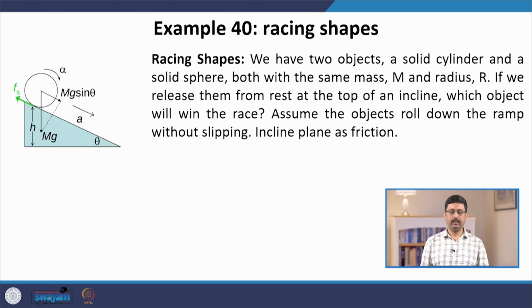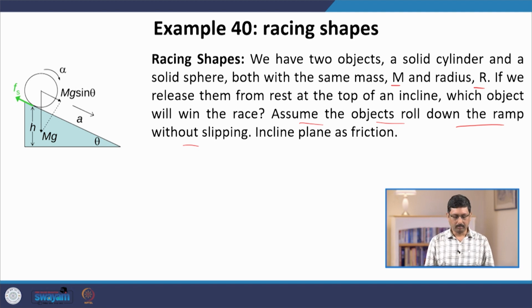Now, let us take another very interesting example of rolling motion. Suppose we have two objects, a solid cylinder and a solid sphere, both with the same mass m and same radius r. If we release them from rest at the top of an inclined plane, which object will win the race? Assume that the objects roll down the ramp without slipping, and the friction between the object and the plane is the same.